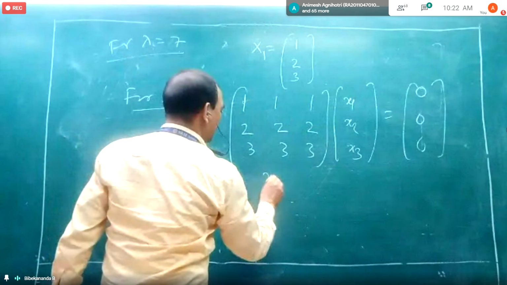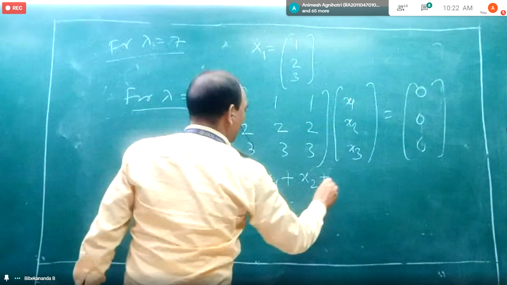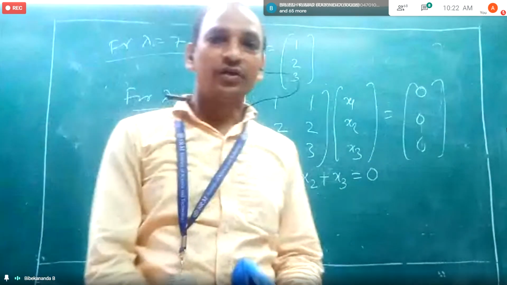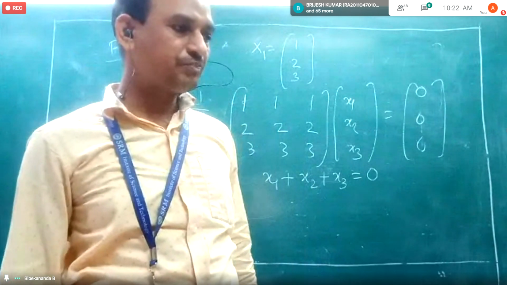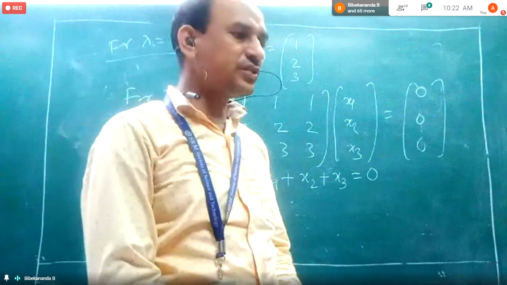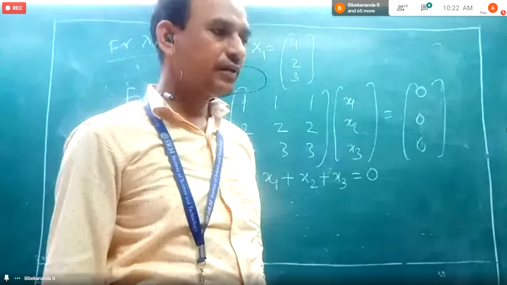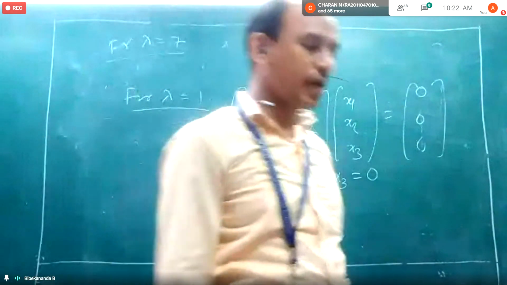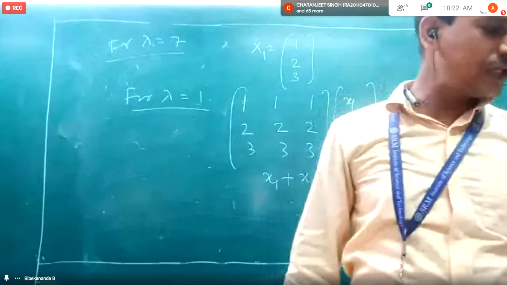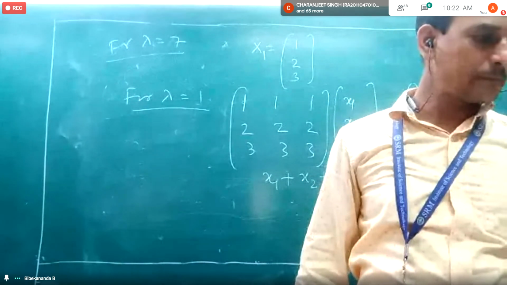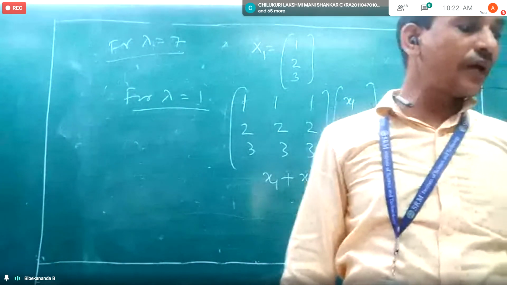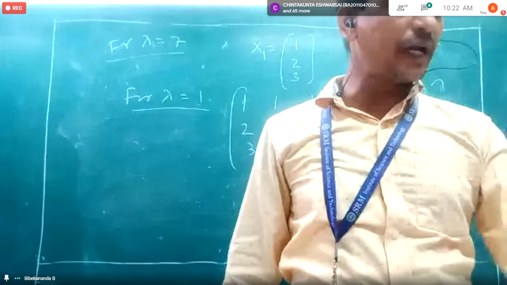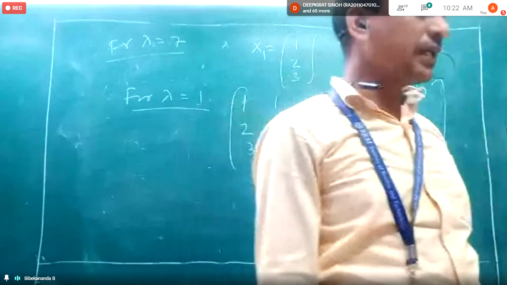We will have only one expression, x1 plus x2 plus x3 is equal to 0. So how many equations, how many unknowns are there? One equation and three unknowns. Can we have the unique solution? No, sir. We cannot have the unique solution. So what will we have? We will have infinitely many solutions.